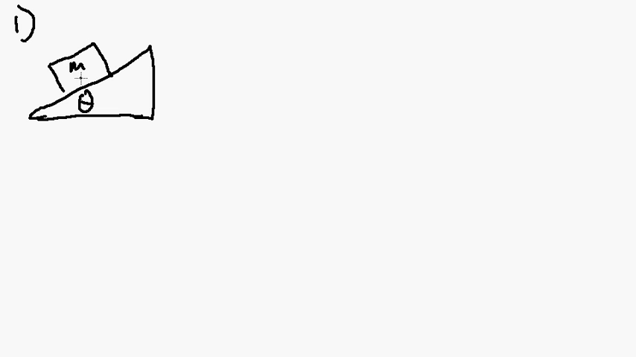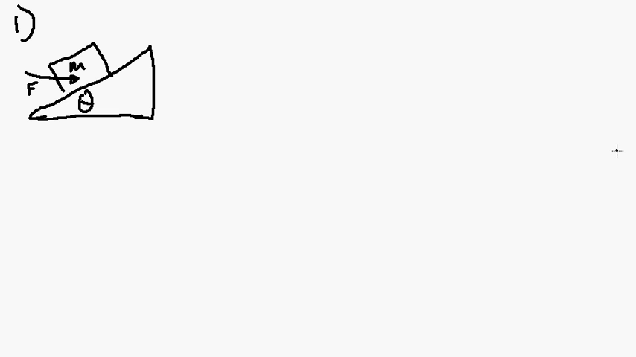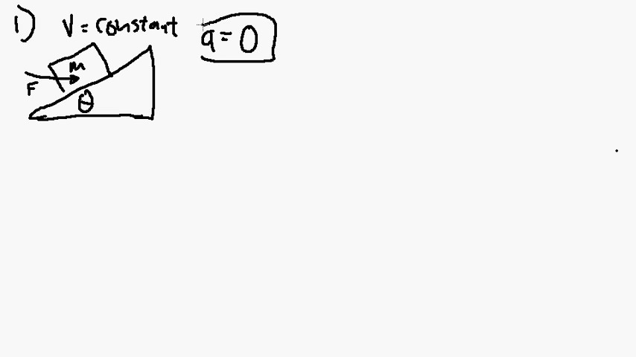All right, so there's our crate of mass m, and there's our horizontal force F, and it is pushed at, I believe the assignment said, a constant speed. So v equals constant. And what that means is if our velocity is constant, our acceleration is 0. So let's do a free body diagram.